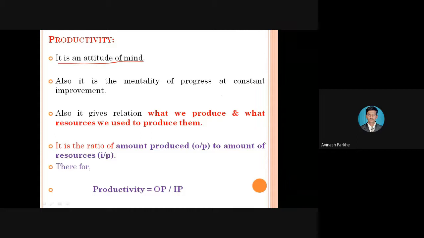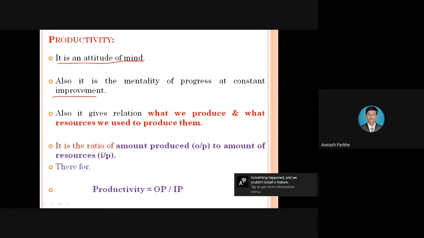And second, it is a mentality of progress and constant improvement. It is not required that your productivity continuously goes on decreasing. In this month, productivity increases. In the second month, it may remain constant, but it should not decrease. In the third month, if it increases as compared to the first month, it is accepted. But it is a mentality of progress and constant improvement, which means there should continuously be improvement.